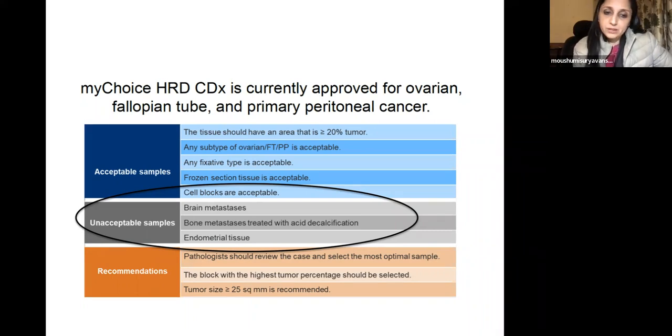So obviously, like other tumors, pathologists should review the case, and the block with the highest tumor percentage should be selected, and tumor size should be more than 25 square millimeter.